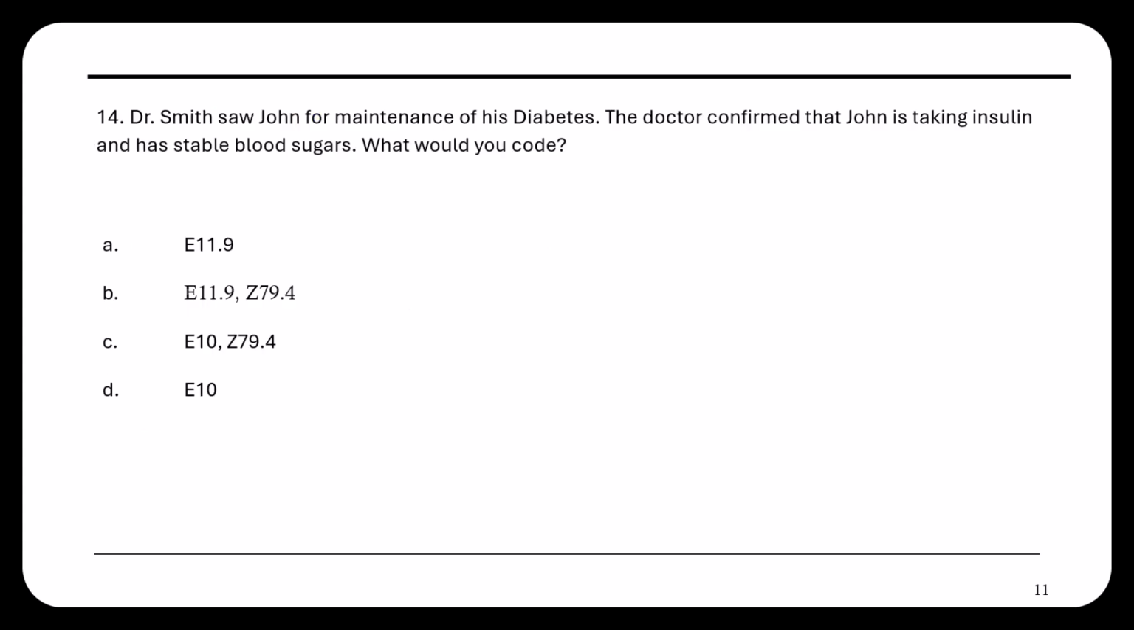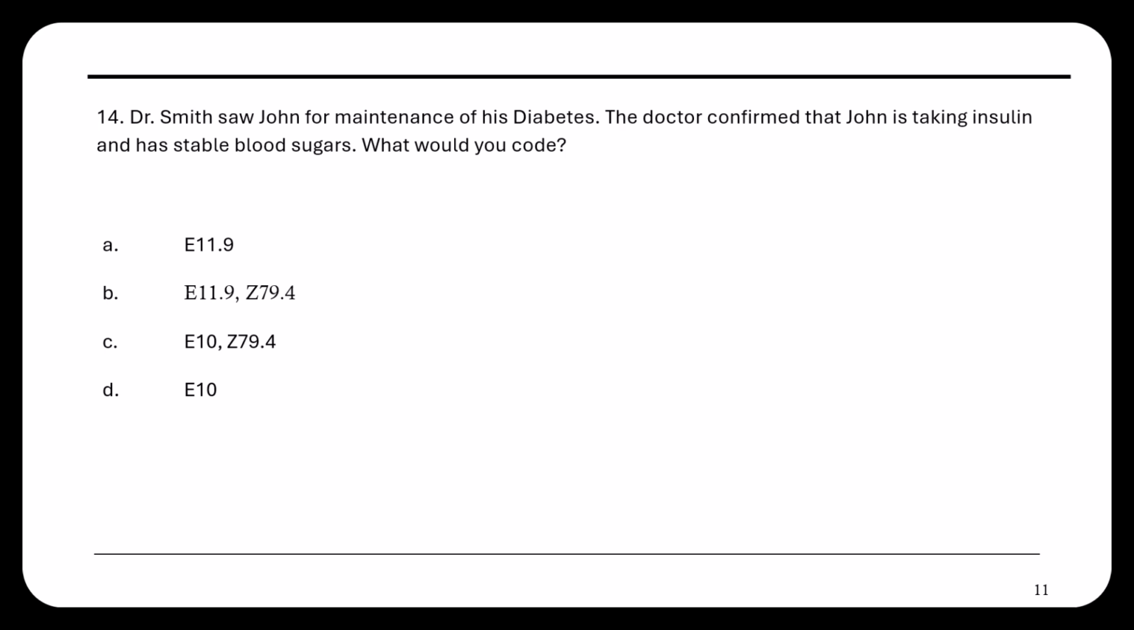Okay, so Dr. Smith saw John for his maintenance of his diabetes. The doctor confirmed that John is taking insulin and has stable blood sugars. What would you code? Uh-oh. The doctor didn't tell us what type of diabetes John has. Is it type 1? Is it type 2?